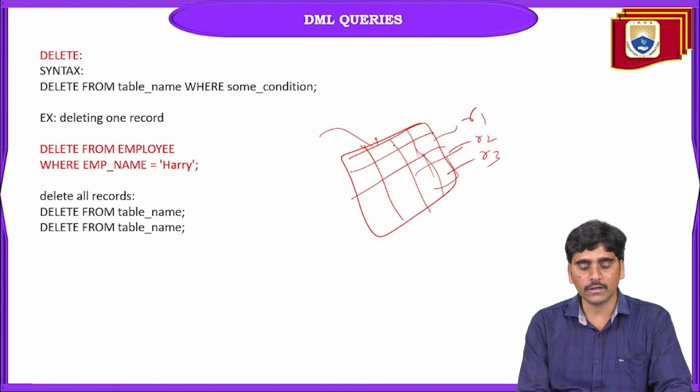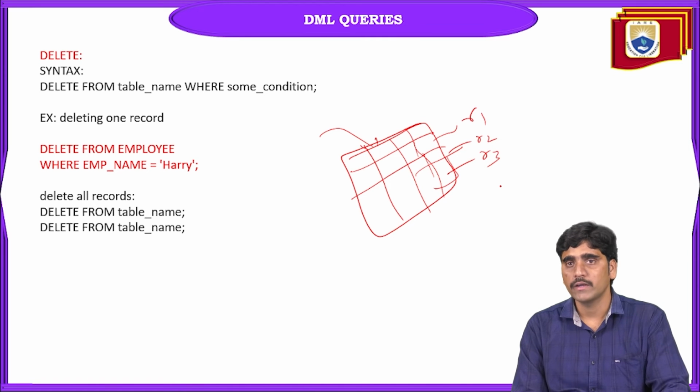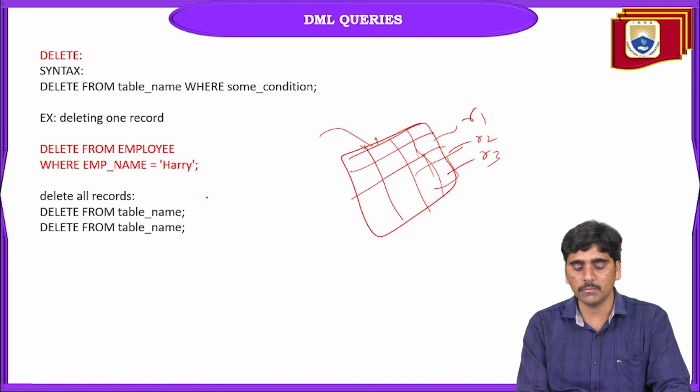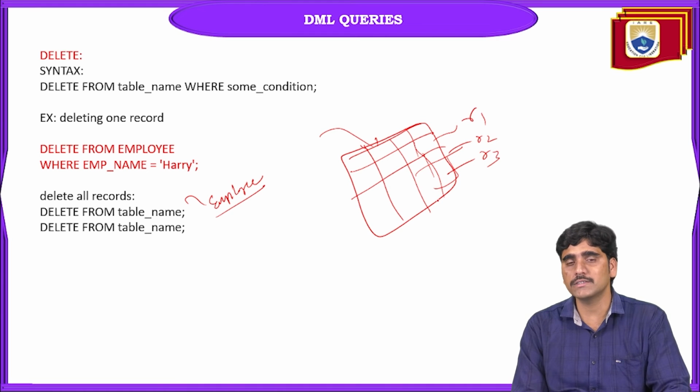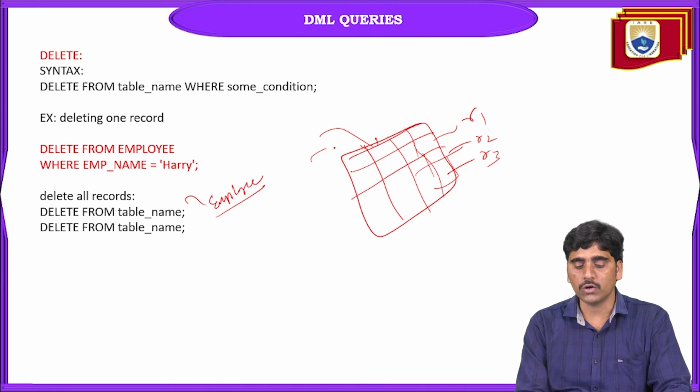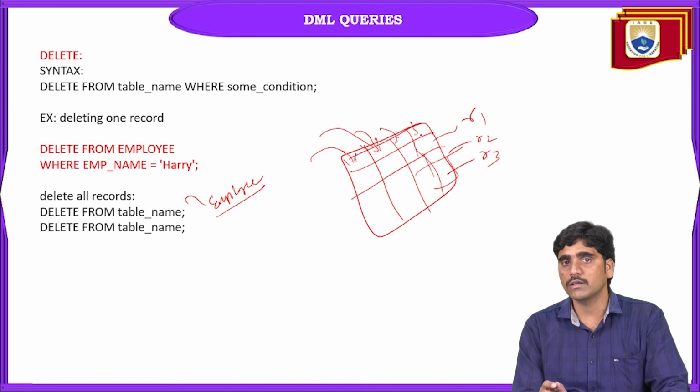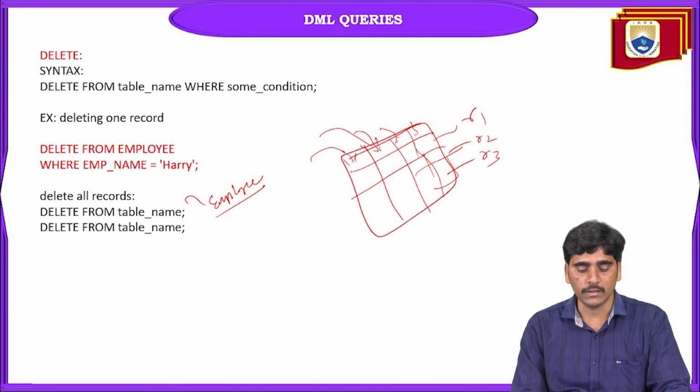To delete all records, what you mention is: delete from table name. The table name is nothing but employee. So if you give this syntax, delete from table name, all the rows of the table will be deleted.